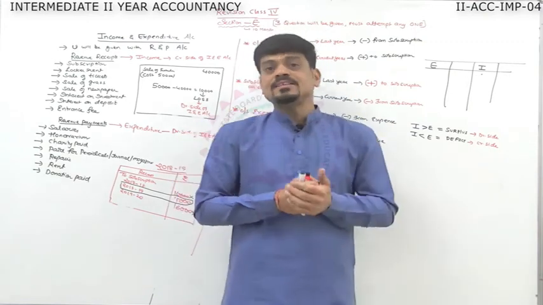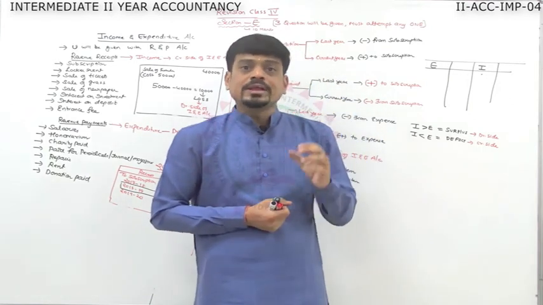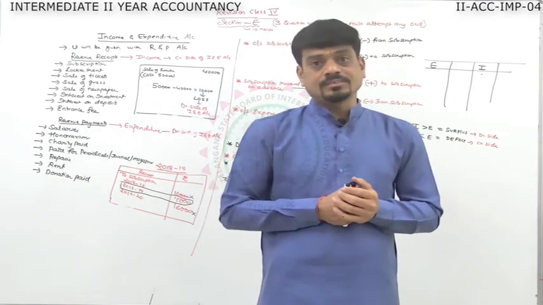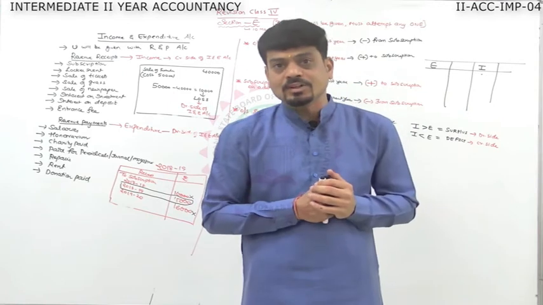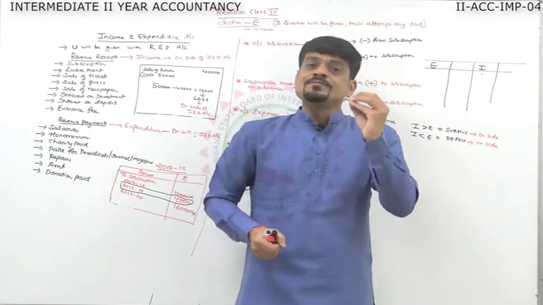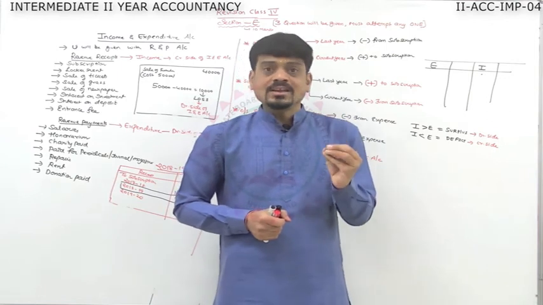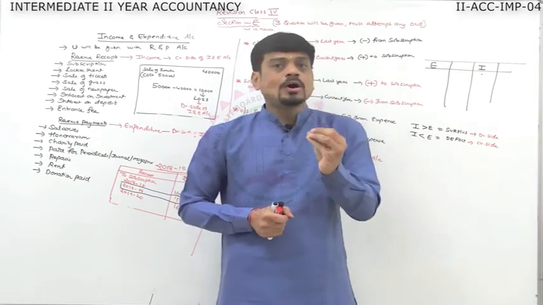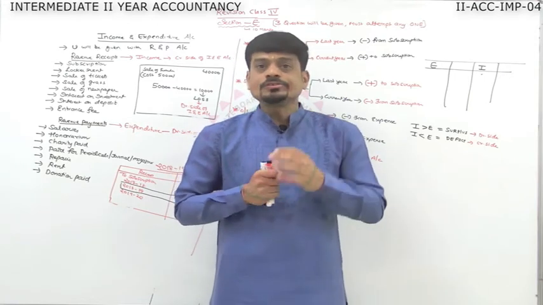And in the third sentence, there is a possibility that he may give you the information about advance. May or may not, depends on the circumstance. If the information for advance is given, just check whether it is in the form of cash or bills receivable. Either of these two will be there. That also you keep in mind.